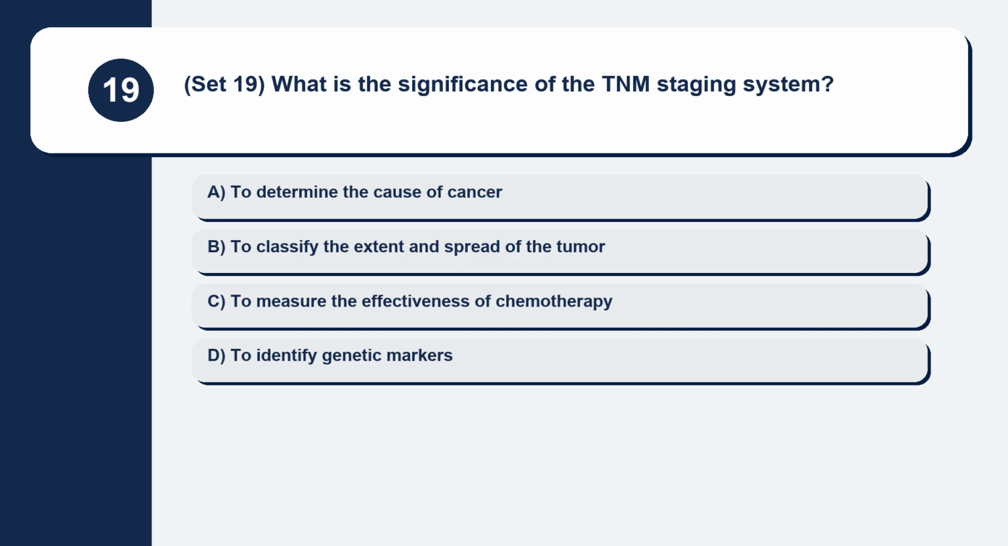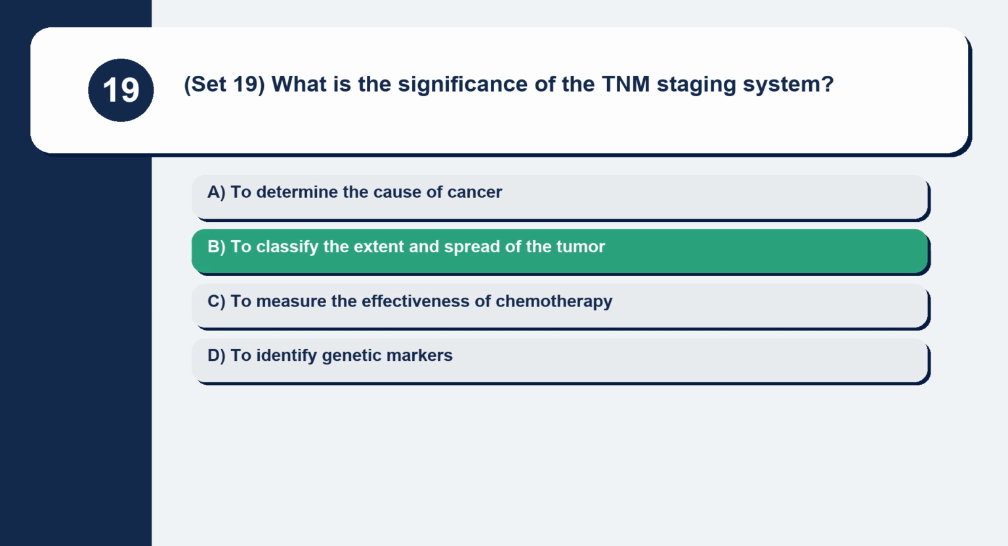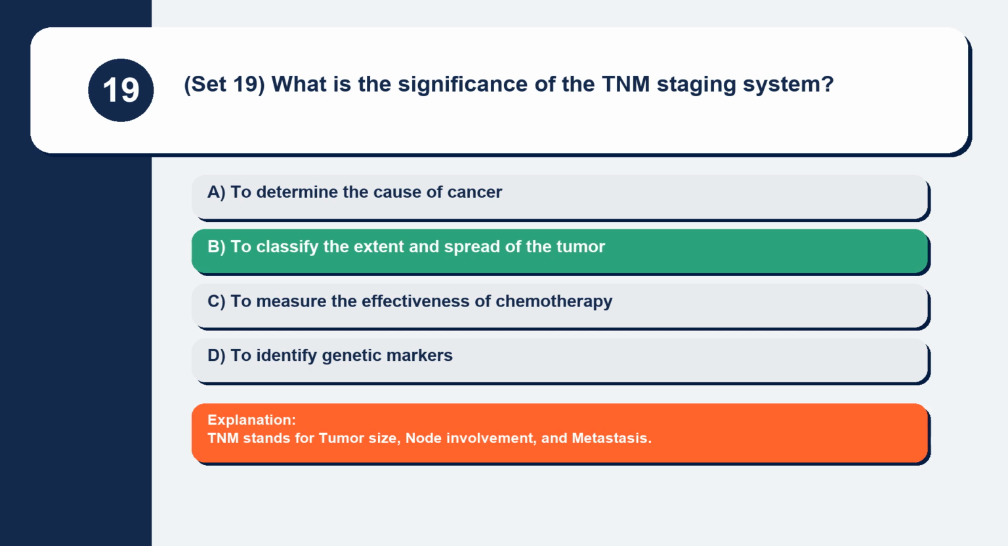Question 19. Set 19. What is the significance of the TNM staging system? To determine the cause of cancer. To classify the extent and spread of the tumor. To measure the effectiveness of chemotherapy. To identify genetic markers. TNM stands for tumor size, node involvement, and metastasis.